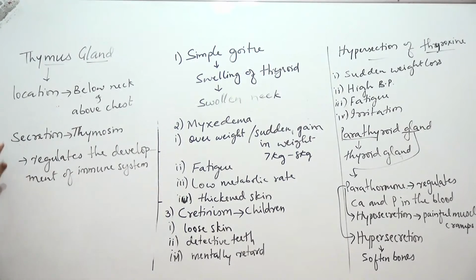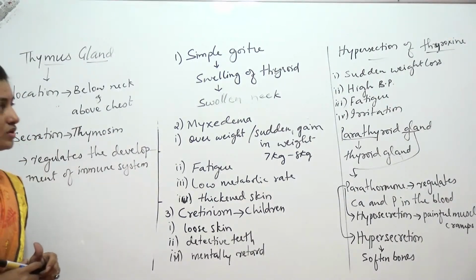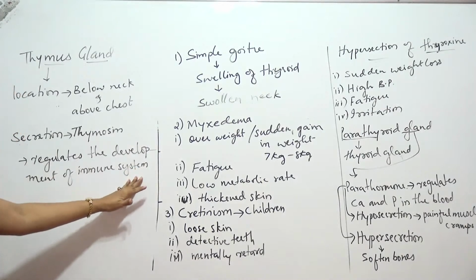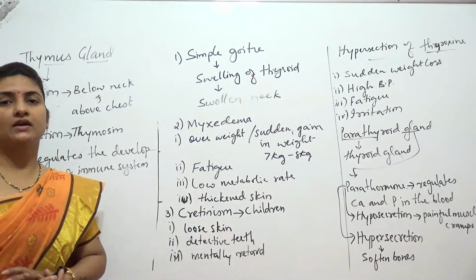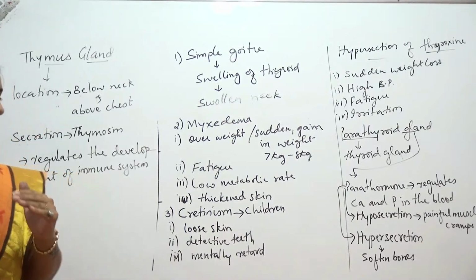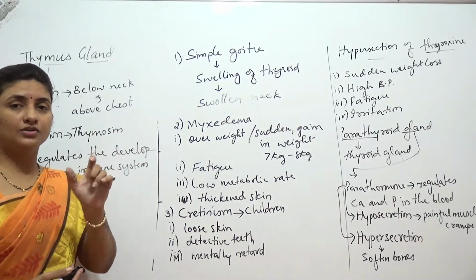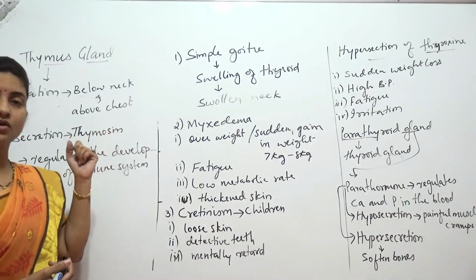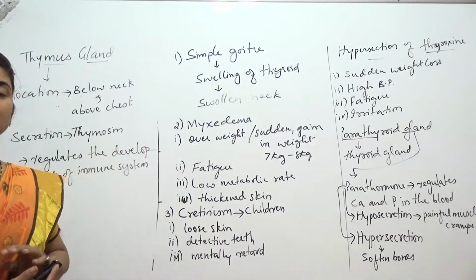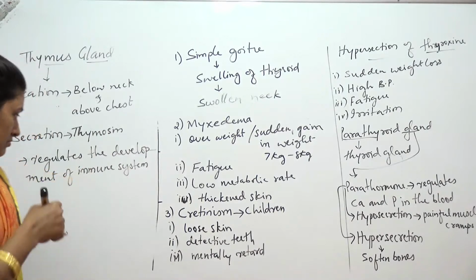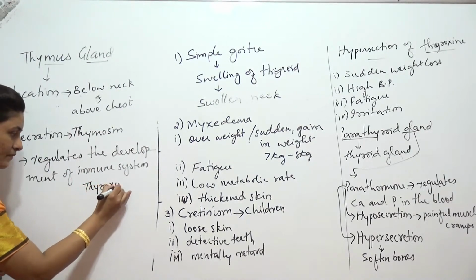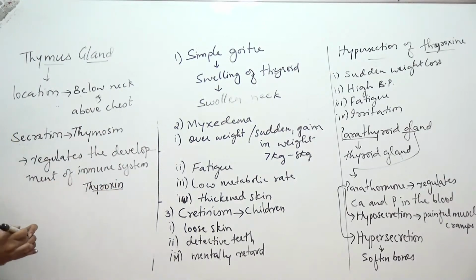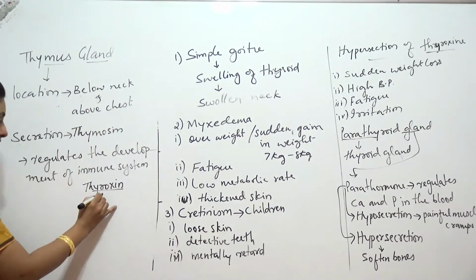So, these are some of the endocrine glands that we have come across today. We came across the thyroid gland. Its location is below the larynx and in the trachea region. It consists of two lobes. Its secretion is thyroxine. Thyroxine is the secretion of the thyroid gland.